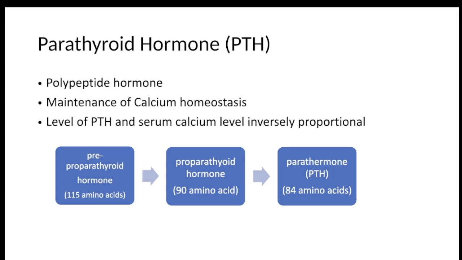The parathormone is a polypeptide hormone and it maintains calcium homeostasis, and it inversely affects the calcium levels. The parathormone starts as a 115 amino acid pre-pro-parathormone, which is later cleaved into a 90 amino acid form, and finally into an 84 amino acid parathormone.